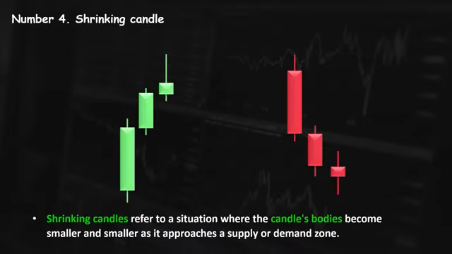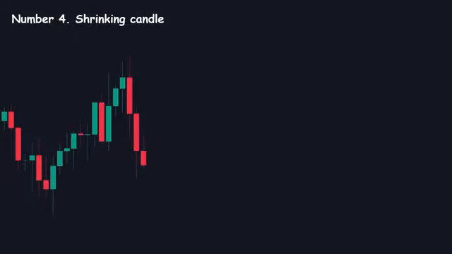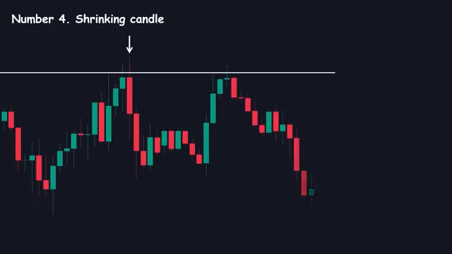Shrinking candles refer to a situation where the candle's bodies become smaller and smaller as it approaches a supply or demand zone. Here on the chart, the price hit a key resistance level and reversed. Notice how the candle's bodies shrink as the price returns to this level.